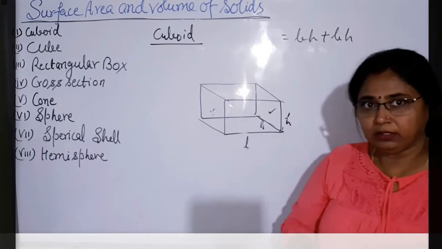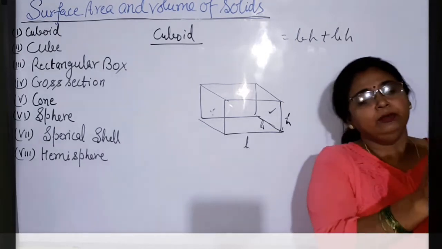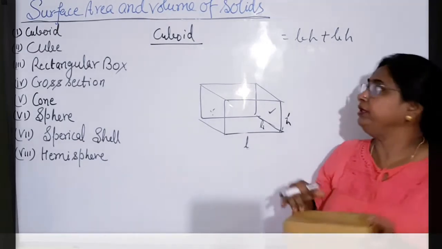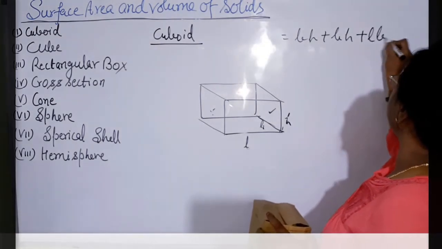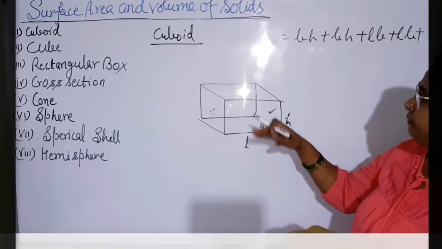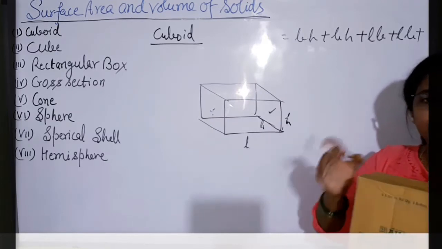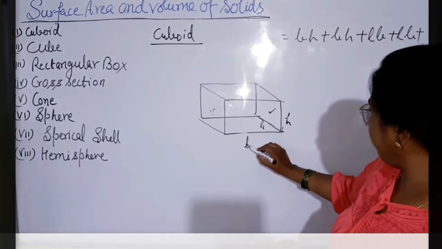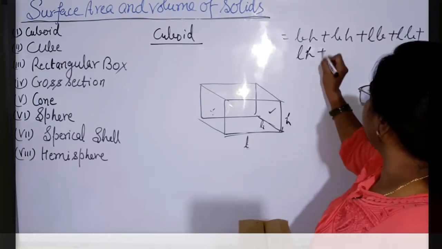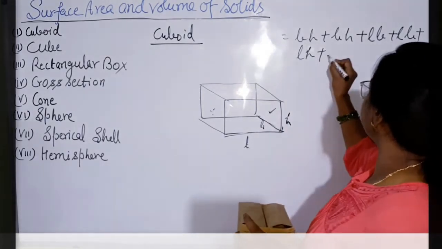In the same way, for top and bottom, what is the area of the bottom? Length into breadth, and the same area for the top also, length into breadth. It means plus LB, plus LB. Now for front and back, it means these two, the area is length into height, L into H, and the two faces, this one and this one, are of the same area: LH, LH.